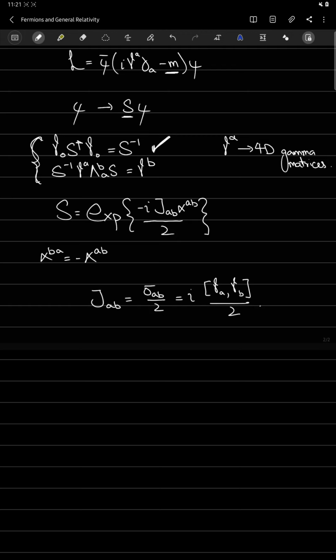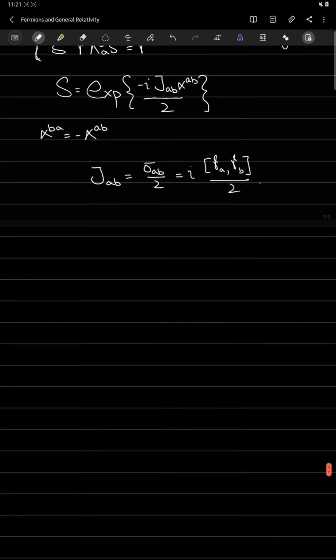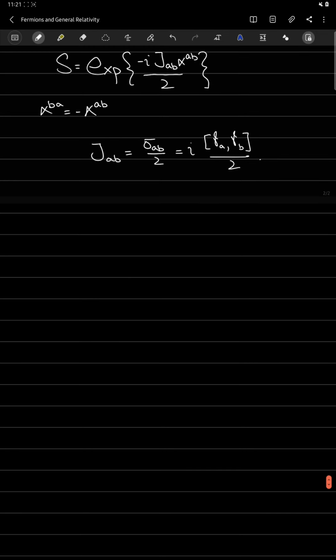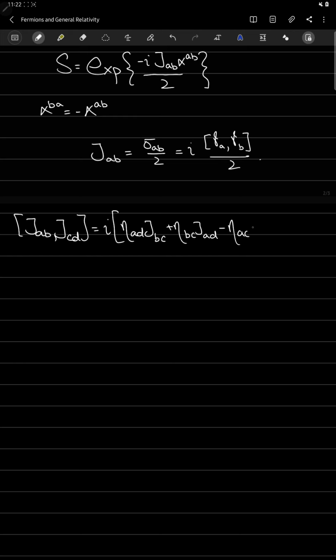Now notice that the spin generators defined in this way are anti-symmetric and they satisfy the usual commutation relations of the Lorentz algebra, which you must have studied in your normal QFT, which is that the commutator of J_AB and J_CD is equal to i times eta_AD J_BC plus eta_BC J_AD minus eta_AC J_BD and minus eta_BD J_AC, right? And so this is the Lorentz algebra, the commutation relation of the Lorentz algebra.